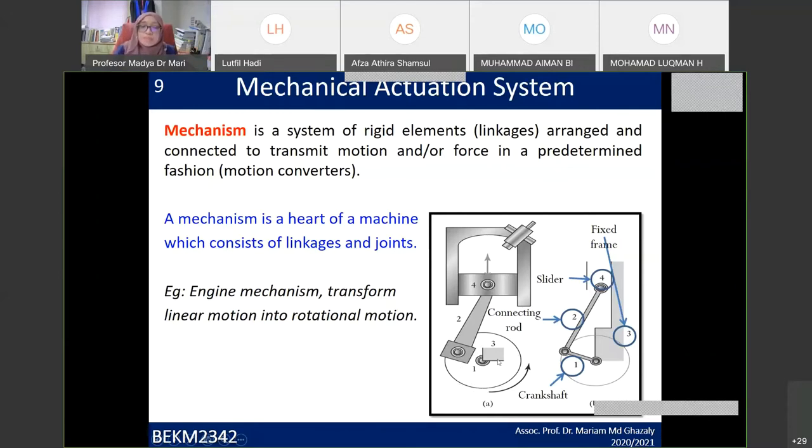So converting linear to rotary motion, and based on this, the crankshaft will be connected to your gears, and then to the wheel shaft. So that's where your car can rotate, right? So this is the basic idea behind the crankshaft, and this is an example of a crank and slider mechanism.